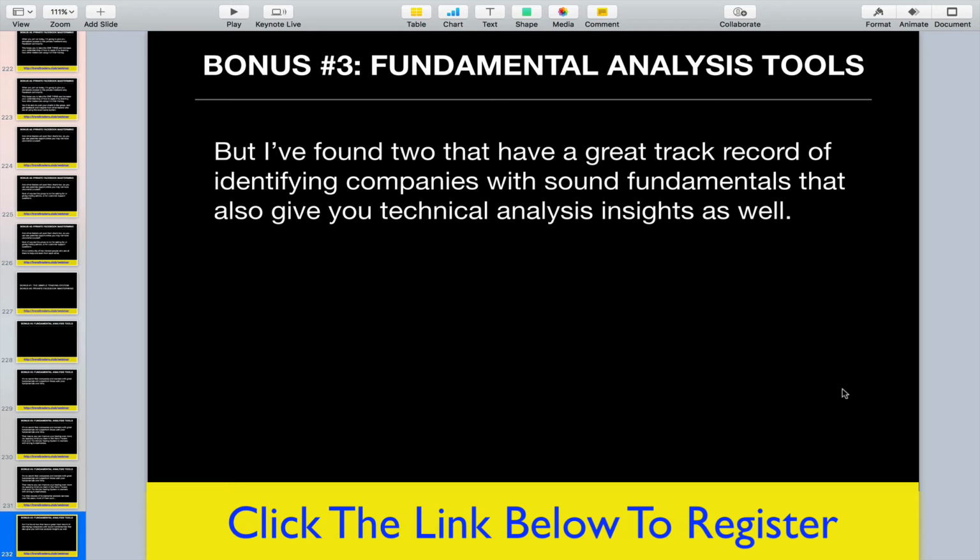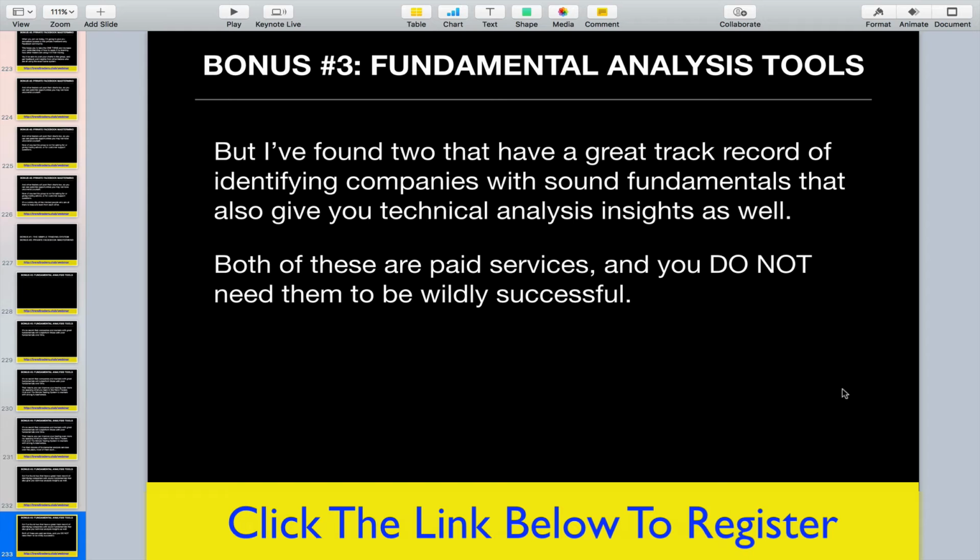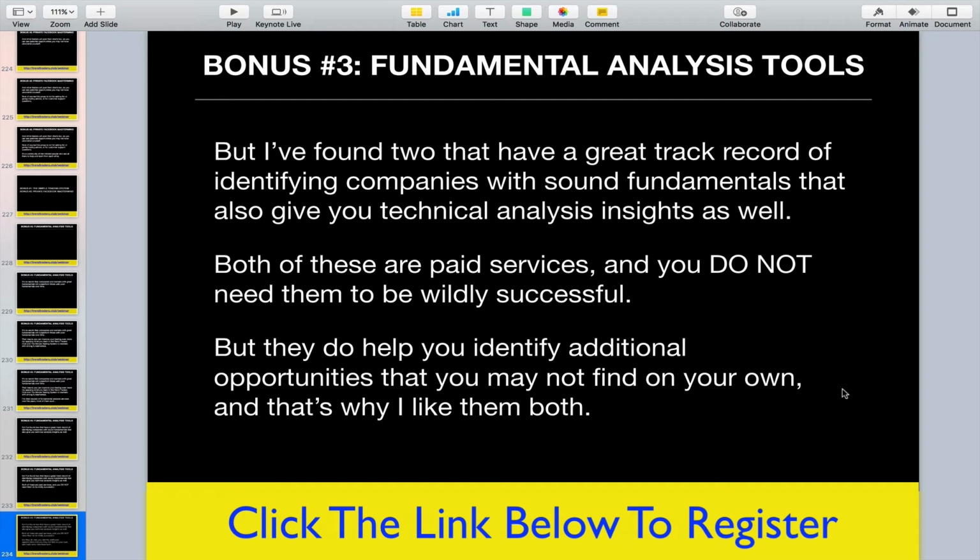But I found 2 that have a great track record of identifying companies with sound fundamentals that also give you technical analysis insights as well. One's US, one's Australian. Now both of these are paid services. You do not need them to be wildly successful, but they do help you identify additional opportunities that you may not find on your own, and that's why I like them both.